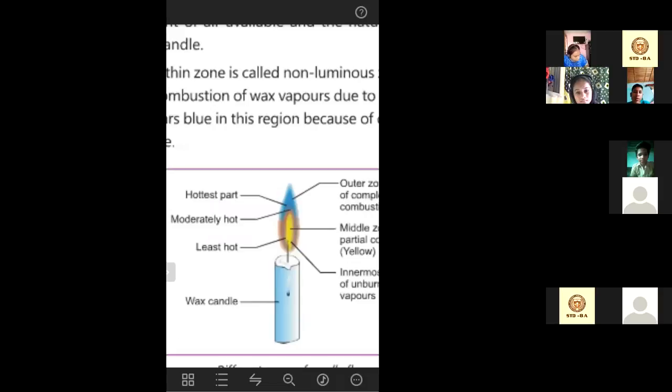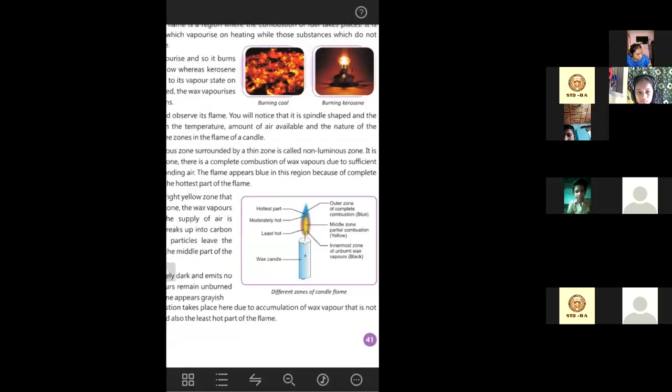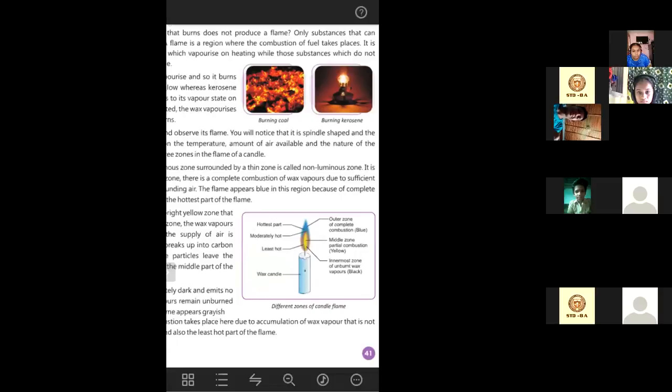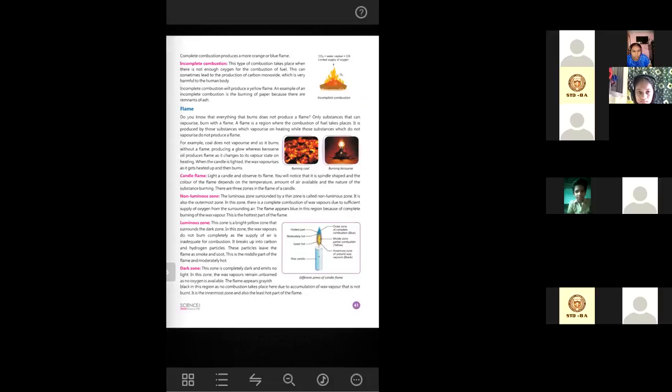Tell me, anyone who can tell, just raise your hand: why is the outermost zone of a candle the hottest zone? Can anyone tell me the answer? I told you yesterday. Mona Lisa, yes, I can see you have raised your hand. The outermost zone is the hottest part because it gets more access to oxygen and is mainly surrounded by air. Yes, that is the correct answer.